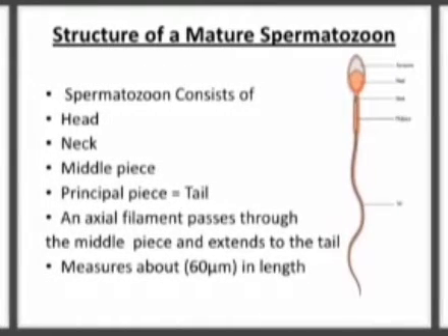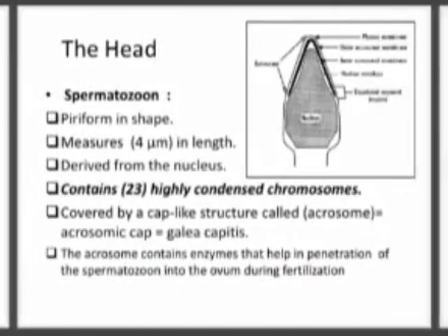Structure of a mature spermatozoon. You are looking here at a figure. Spermatozoon consists of a head, neck, middle piece, principal piece, and tail. An axial filament passes through the middle piece and extends to the tail, and measures about 60 micrometers in length. You are looking here at the structure as well. This is separately shown.